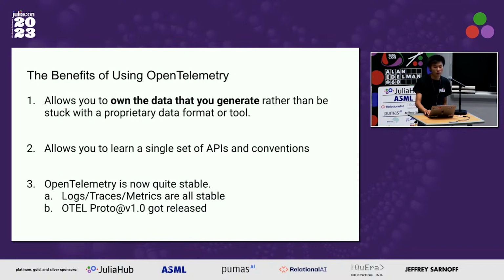The main benefits of using OpenTelemetry is, first, it allows you to own the data that you generate rather than be stuck with a proprietary data format or tool. Second, it allows you to learn a single set of APIs and conventions. And third, most importantly, OpenTelemetry is now quite stable. The logs, traces, and metrics specifications are all stable, and the OpenTelemetry Protocol at version 1 is also released.